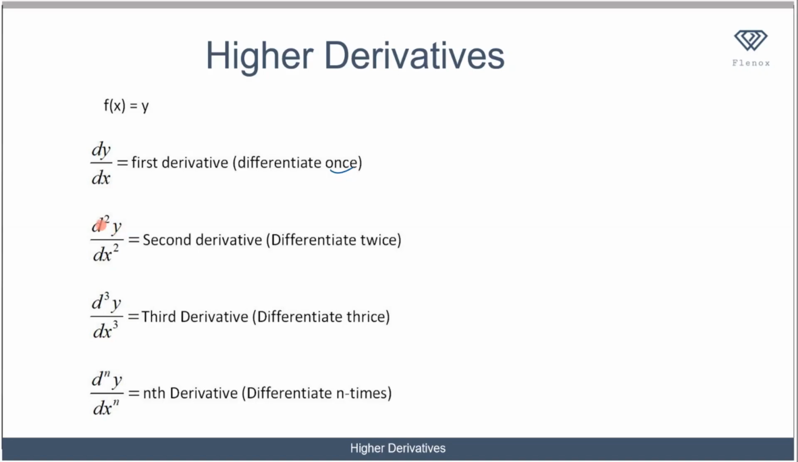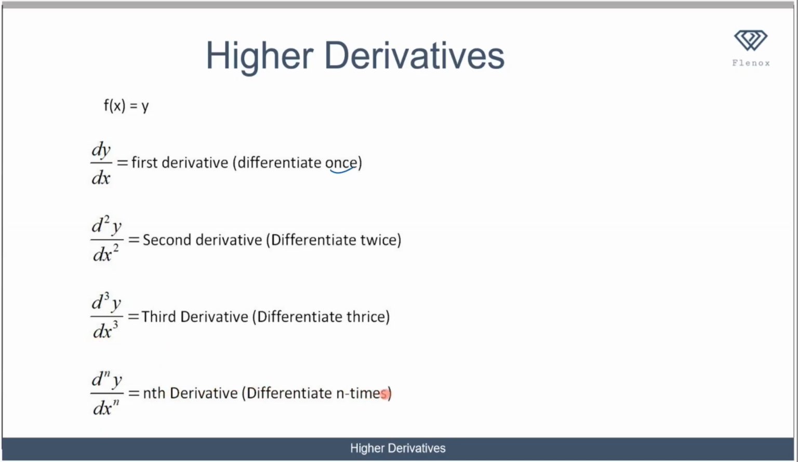Now when we have d squared y over dx squared, so this is the general format, then we're talking about the second derivative. So what it means is that we should differentiate this function 2 times. When it is d cubed y over dx cubed, that is the third derivative, and it means we should differentiate y thrice. So now for any power of n, d^n y over dx^n, it means that we should differentiate that function n times.